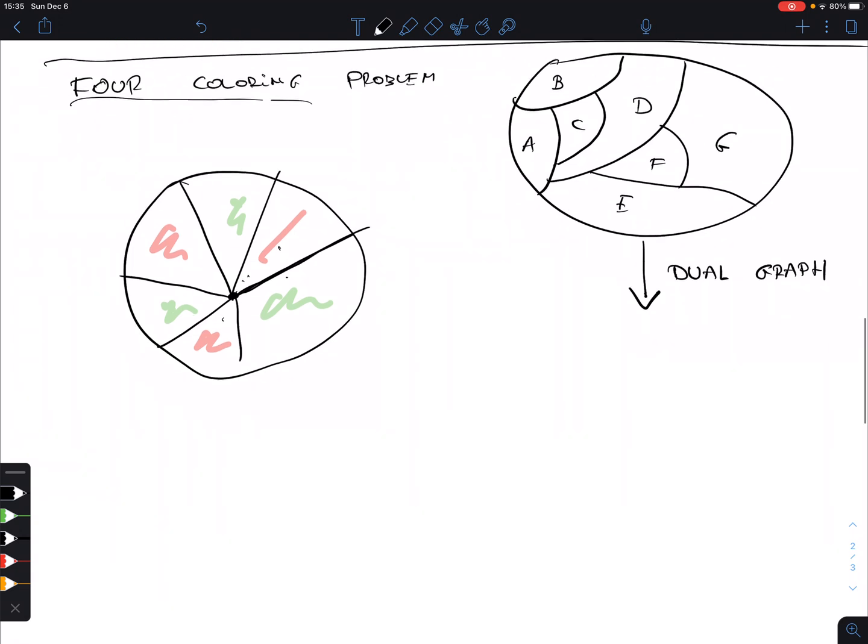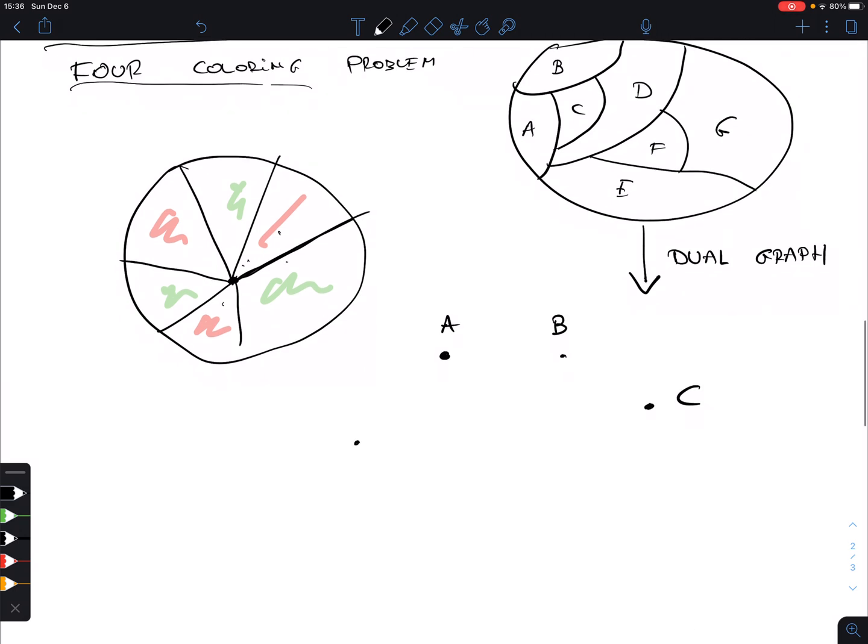So we're going to do the same thing. We're going to make a graph where the vertices are the regions. So let's call them region A, B, C, D, E, F, G. So these become the vertices. And now we put an edge if they share a border. So the dual graph is an edge means sharing a border, neighboring. But I like to say sharing a border because I want to say these two are not considered neighbors, but these two are considered neighbors because they have a border in common.